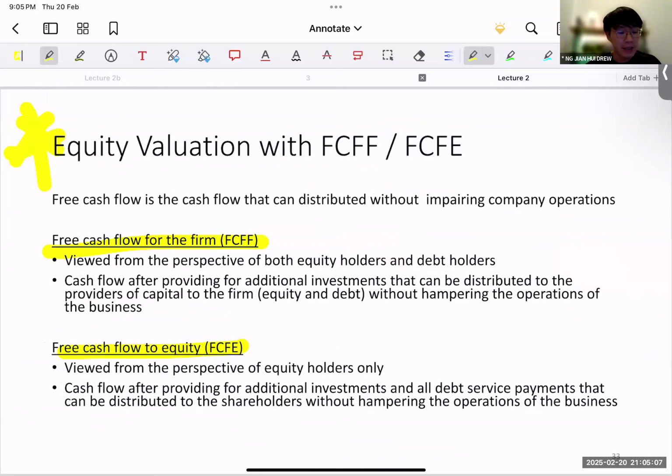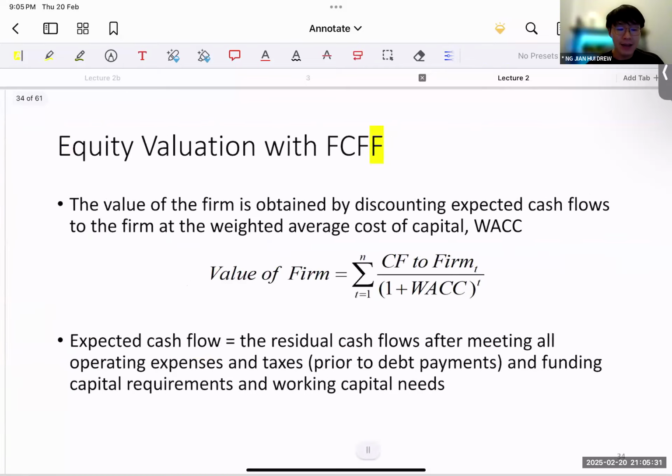So for FCFE, you're taking the perspective of the equity holder, right? So it's the cash flow to the equity holder. Now, for FCFF, you are taking the perspective of both the equity holder and the debt holder, meaning that you are taking the perspective of the capital provider. Capital provider means capital from debt and capital from equity. All right. And how does this make a difference?